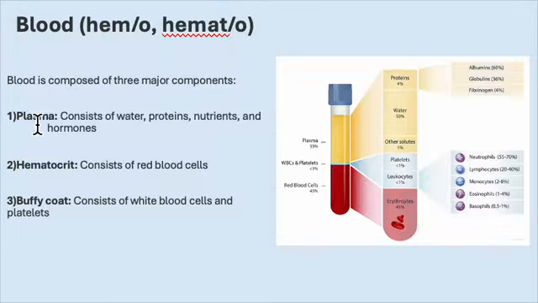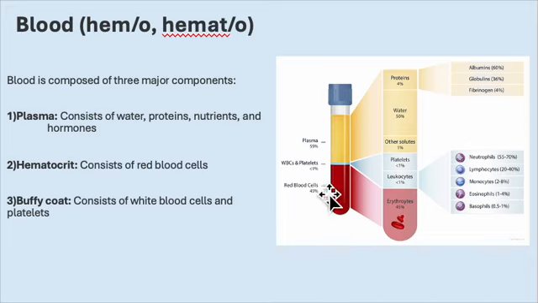So we'll go over the three main components really briefly here. Plasma is the non-living component of blood, which means that it simply contains water, proteins, nutrients, and hormones. So these are portions that do not perform cellular functions, but they support the overall function of the blood and contain vital components like hormones and proteins for cellular and bodily functions.